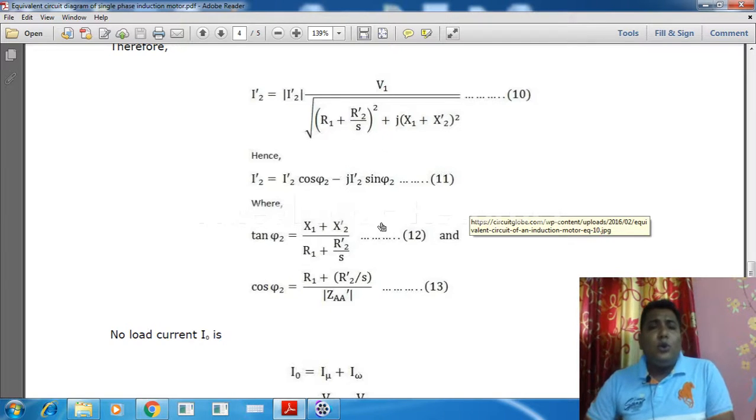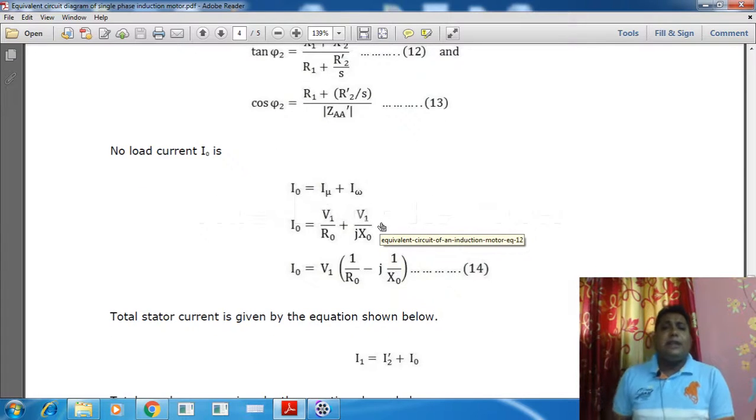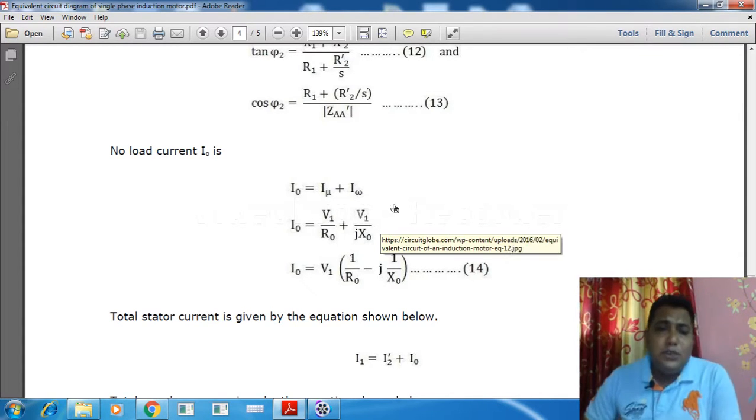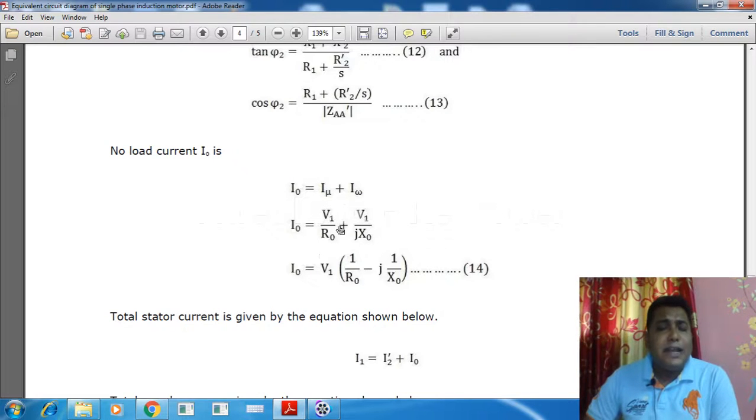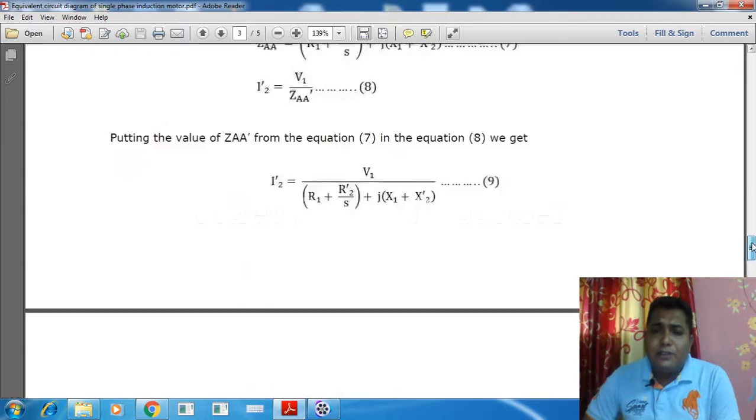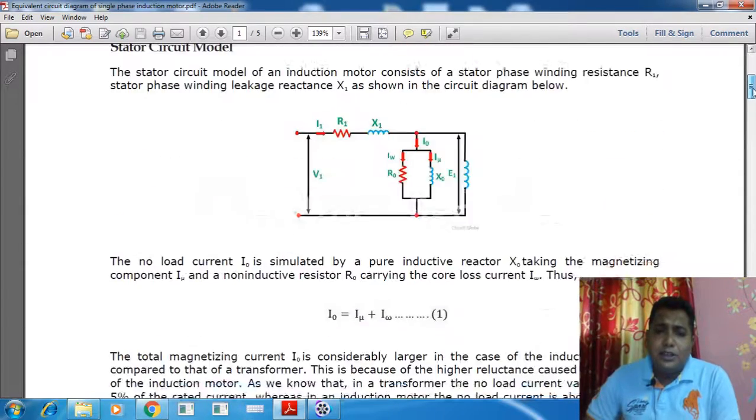Okay, so now the no load current I0 is given by I mu plus IW. Already we have discussed that. Now I mu is equal to, can we write down, V1 by R0 plus V1 by jX0? How can we write this down? To find that out, again coming back to the stator circuit.